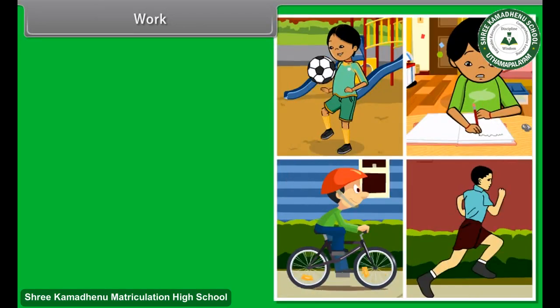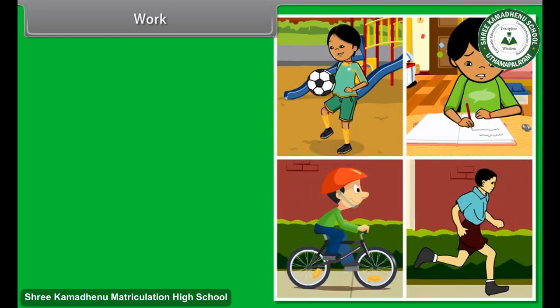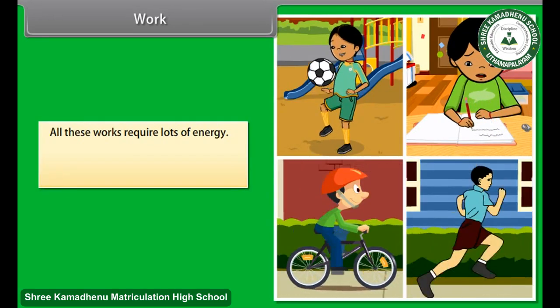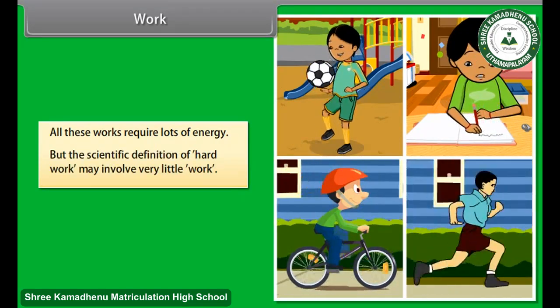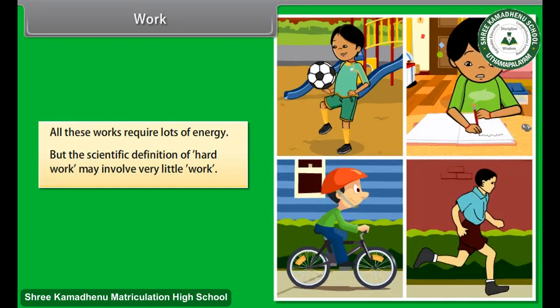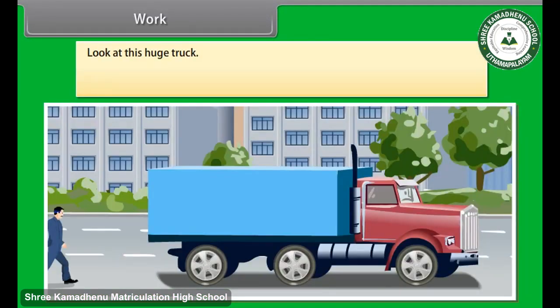Work. Friends, we do lots of work like playing, studying, cycling, running, etc. All these works require a lot of energy. But the scientific definition of hard work may involve very little work. Let's see how.